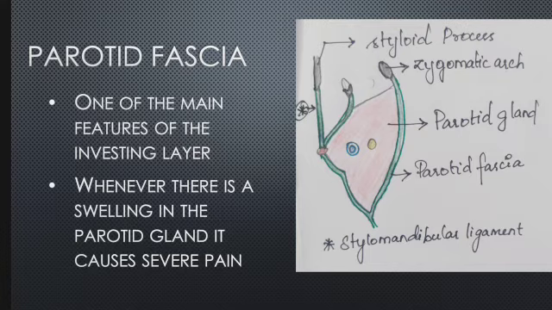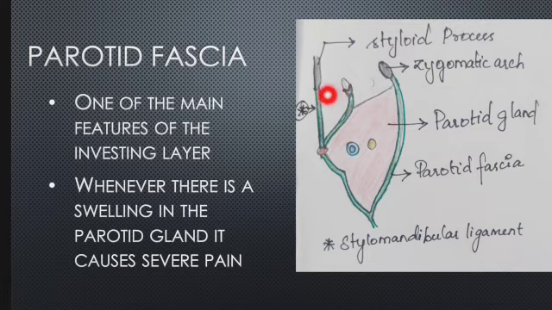Now, as the fascia splits, it forms two different layers: one is the superior lamina, and the other is the inferior lamina. The superior lamina is thick and dense, and it gets attached to the zygomatic arch. The inferior lamina is thin and it gets attached to the styloid process and the tympanic plate.